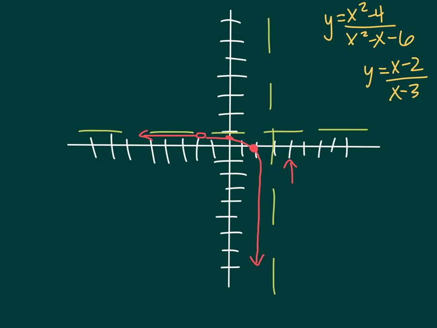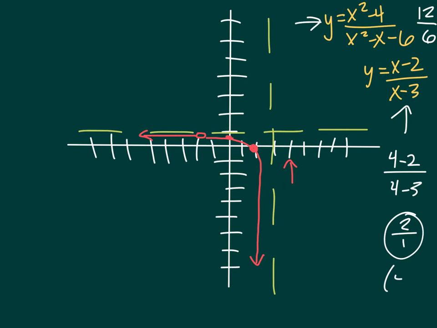Another thing that's nice about having the simplified function is I can plug my points into here instead of into here, because they are going to give you the same answer, since that factor is going to cancel out on the top and bottom. If you wanted to prove it, you totally could. For example, if you plug 4 into the top equation, you end up getting 12/6, and so you'll get 2. And if I plug 4 into this equation, I have (4 minus 2) over (4 minus 3), and I get 2/1. So I get 2. So (4, 2) is going to be a point. Let's graph that.